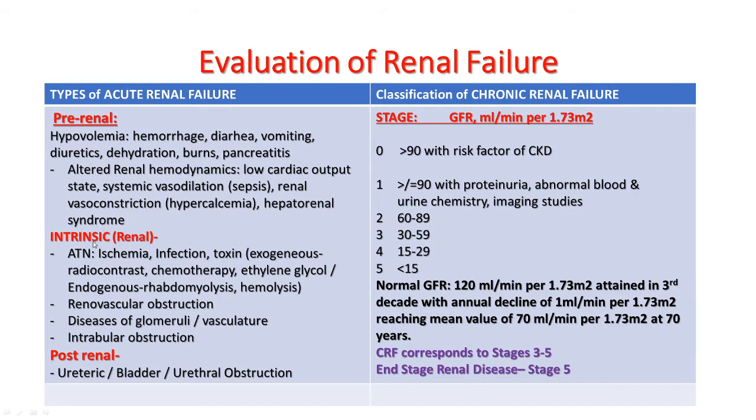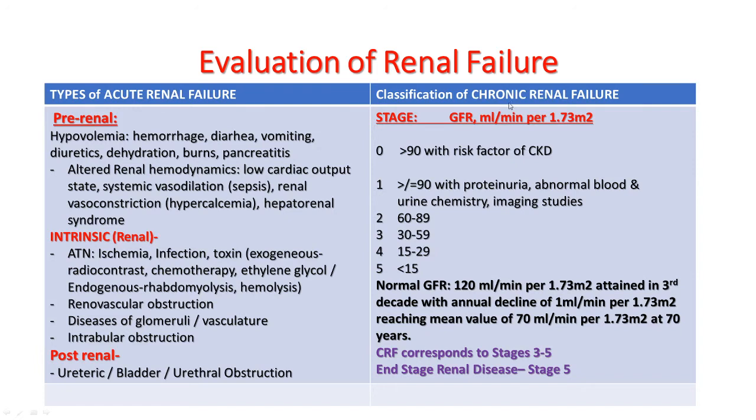The intrinsic renal causes of acute renal failure is ATN, acute tubular necrosis, caused by ischemia, infection, toxins like exogenous radiocontrast, chemotherapy, ethylene glycol, and endogenous like rhabdomyolysis and hemolysis. And there is also renovascular obstruction, diseases of glomeruli and intratubular obstruction, which are other intrinsic renal causes. The post-renal causes are usually associated with obstruction either in the ureter, bladder or urethra.